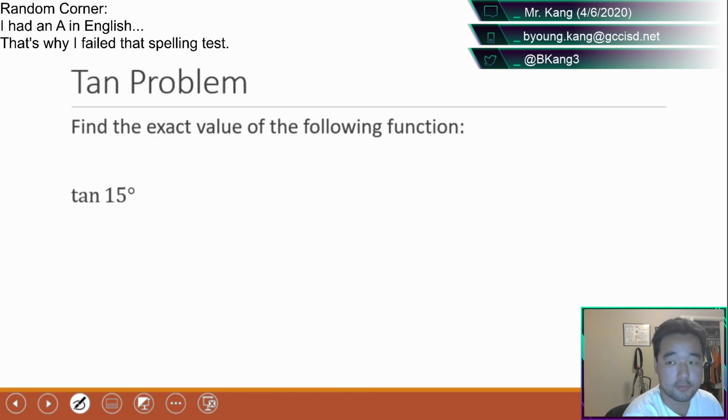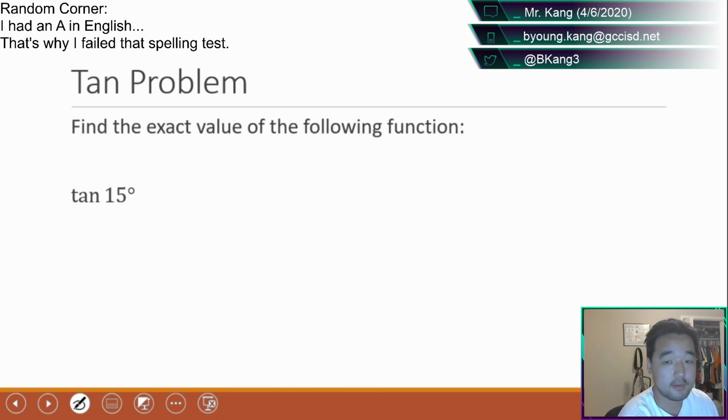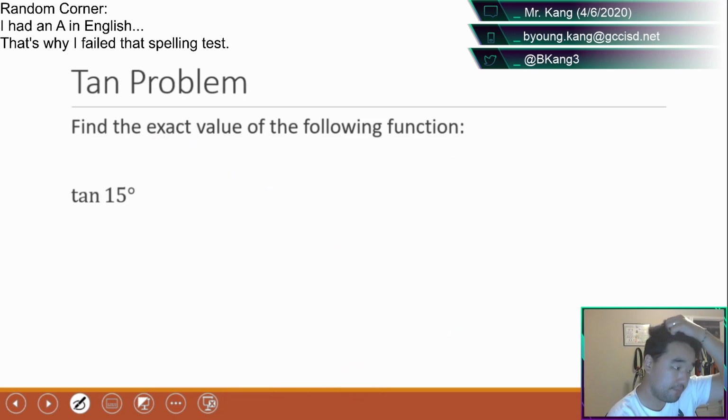Okay, let's do a tangent problem. Tangent, as you saw earlier, is going to be the most annoying one because you have to deal with fractions. The formula itself is a fraction, so you're going to have fractions inside of your fraction. Now, what we just talked about here, there's tons of ways to get 75 or 195 or whatever the problem is going to ask you. There are lots and lots of different ways to add or subtract things to get your number. For sine and cosine, it doesn't matter what you pick because all it does is change the order of square root of 6 and square root of 2. Nothing else changes. With tangent, it does change what ends up getting plugged into the problem.